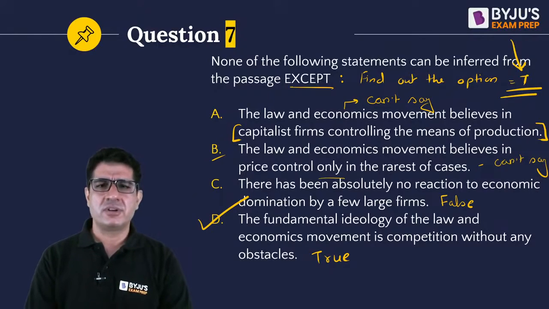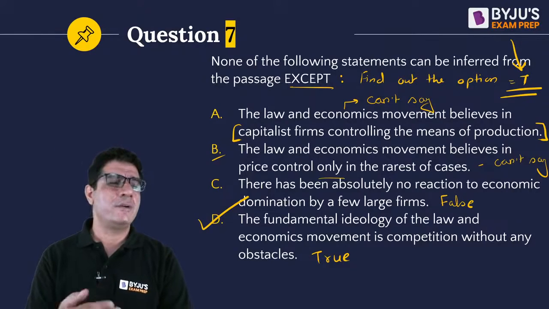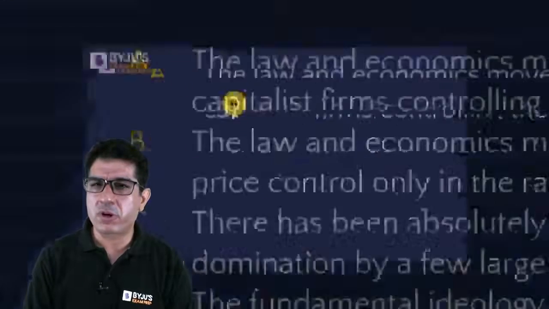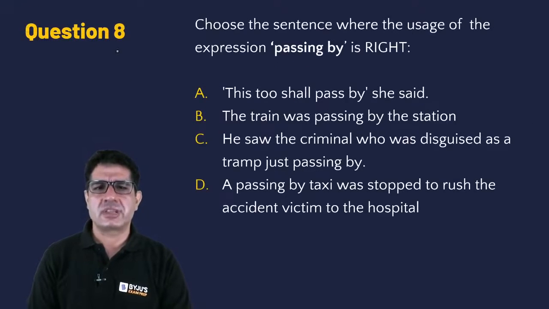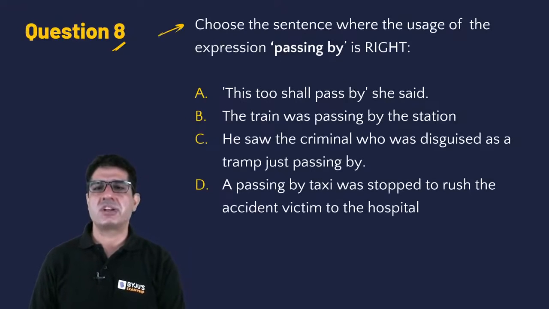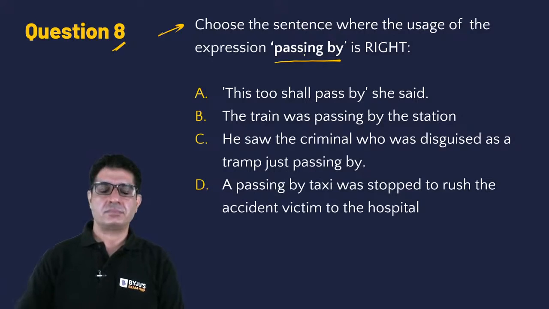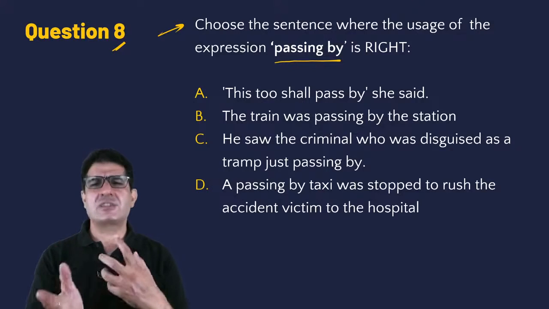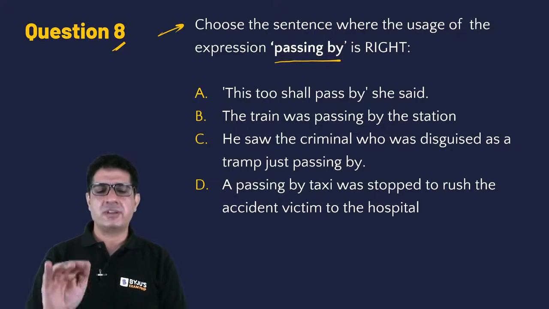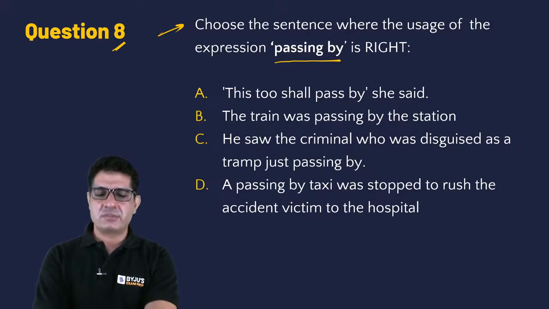And before I sign out, a random question I thought we should do today, because a lot of us write NMAT before we write the CAT. So just one tiny little question. So here is the question. The directions, you can read them up, read the directions here straight up. Choose the sentence where the usage of the expression passing by is right, is correct. So what do you think? Each one of these sentences uses the expression pass by or passing by. Which one uses it in a way which can be termed grammatically or syntactically or in terms of comprehension correct?